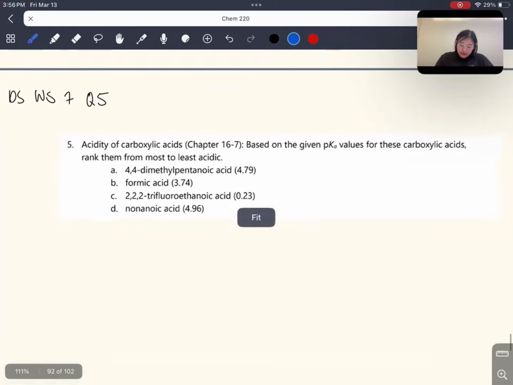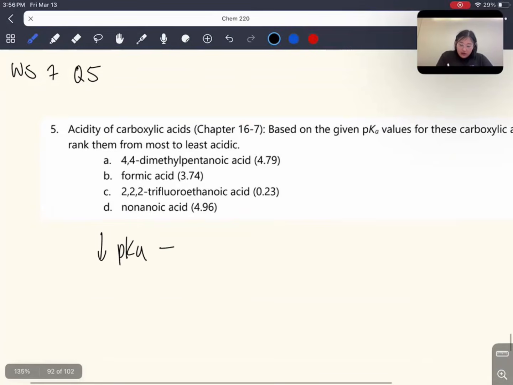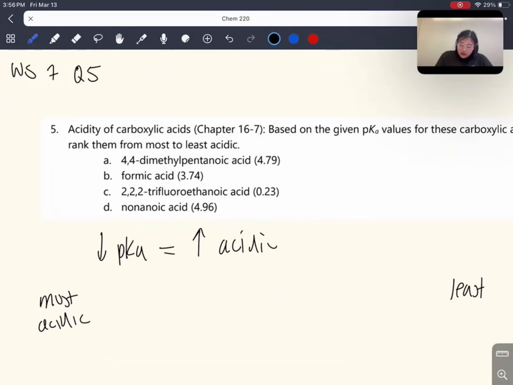So this next question asks you to rank the acidity of carboxylic acids based on the given pKa values for these carboxylic acids. If they give you the pKa value, the way you rank acidity is that a lower pKa equals more acidic. So if we rank them from most acidic to least, we just compare these numbers. The lower the pKa, the more acidic it is. And so it would be C is more acidic than B is more acidic than A is more acidic than D.